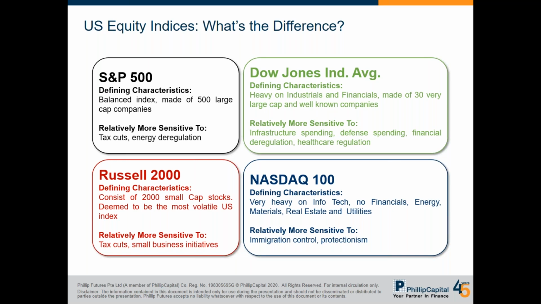The Nasdaq is very heavy on the infotech stocks, and you can see that it's with regards to immigration control, protectionism. Last year itself, if you're looking at the Sino-US trade war, and after that, in terms of any technology advancement, etc., it's going to affect the Nasdaq in a greater context. Lastly, the Russell consists of 2,000 small cap stocks, and it's deemed to be the most volatile US index among the four. All right, so it's more sensitive to tax cuts, small business initiatives, etc.